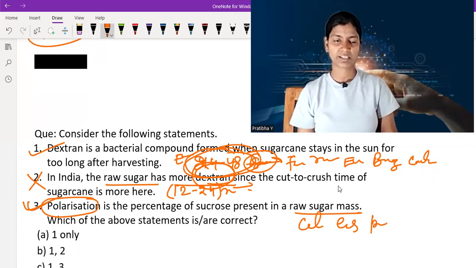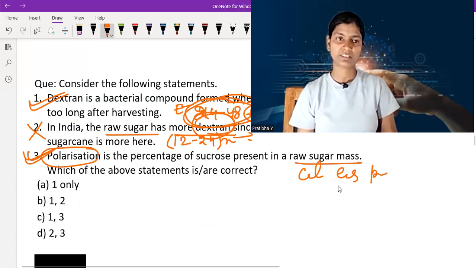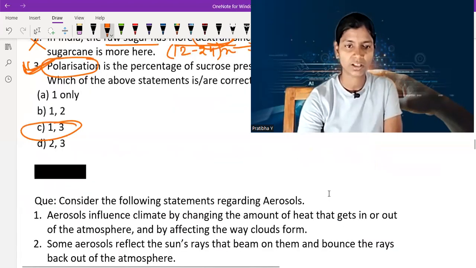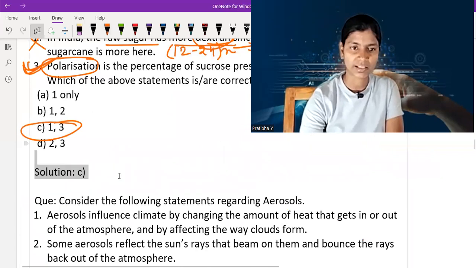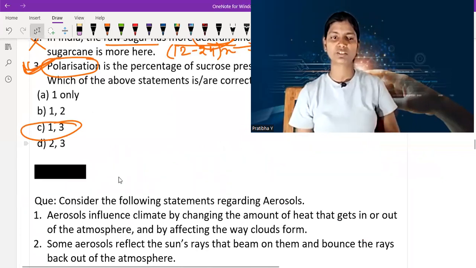Statement one is correct. Statement three is correct. That means option C is correct. Just check whether we are on the right path or not. So option C is correct. That means we are on the right path. Now let's move to the next question.